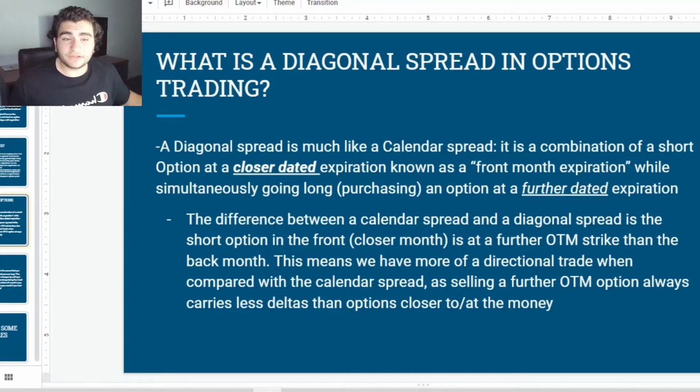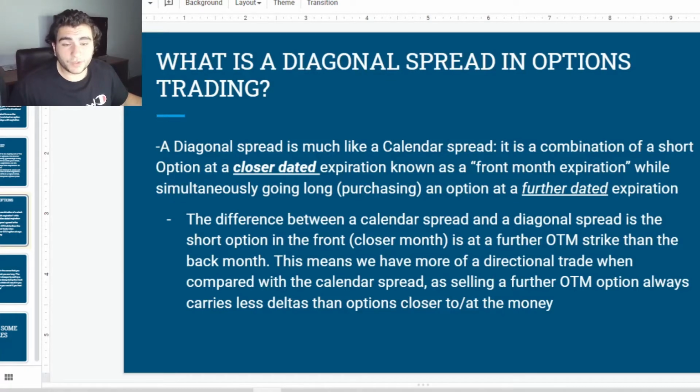What is a diagonal spread in options trading? A diagonal spread is much like a calendar spread. It is a combination of a short option at a closer dated expiration known as the front month expiration, while simultaneously going long or purchasing an option at a further dated expiration known as the back month expiration.